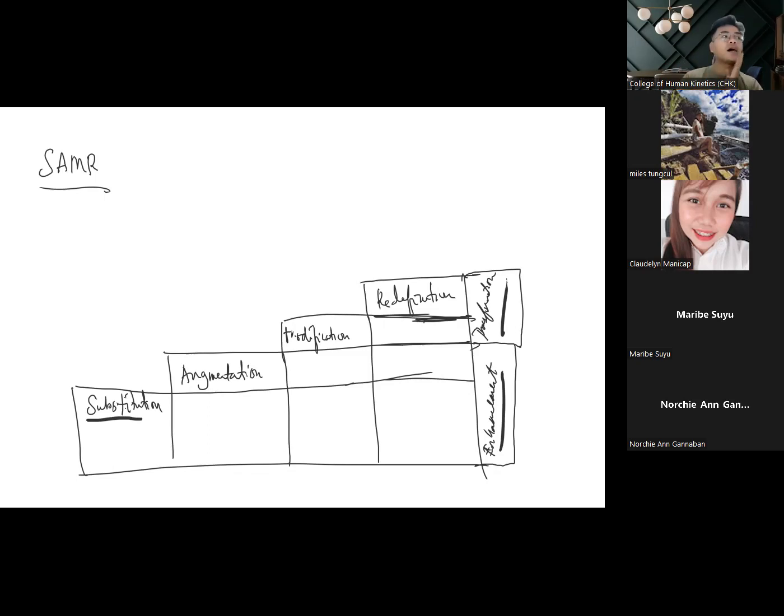Kung i-compare natin siya sa kape, okay, sa kape, kung yung kape na ginawa mo ay black coffee, parang substitution lang yan. Pero yung kape mo ay ginawa mo latte, nilagyan mo ng gatas, creamer, so nagbago yung lasa, augmentation.